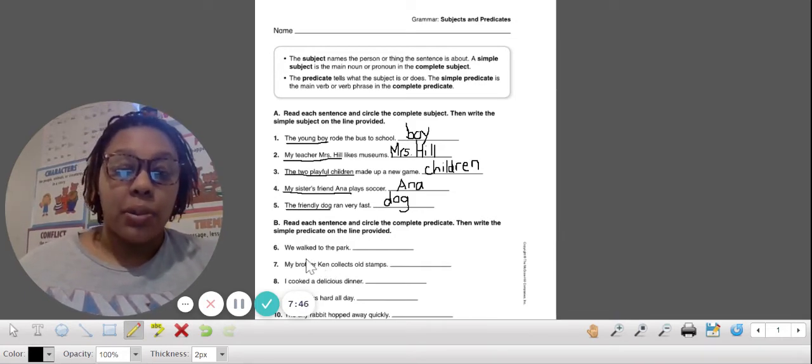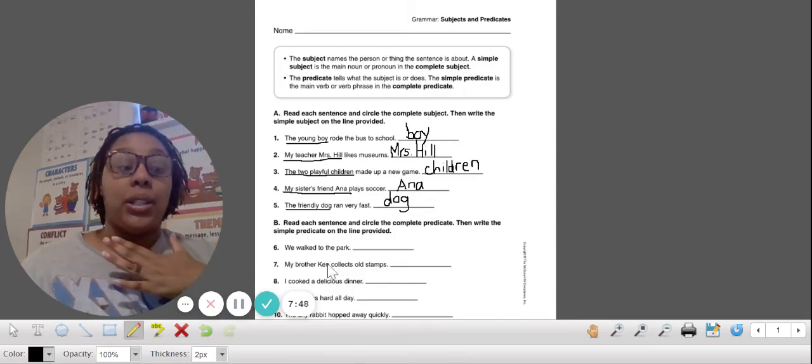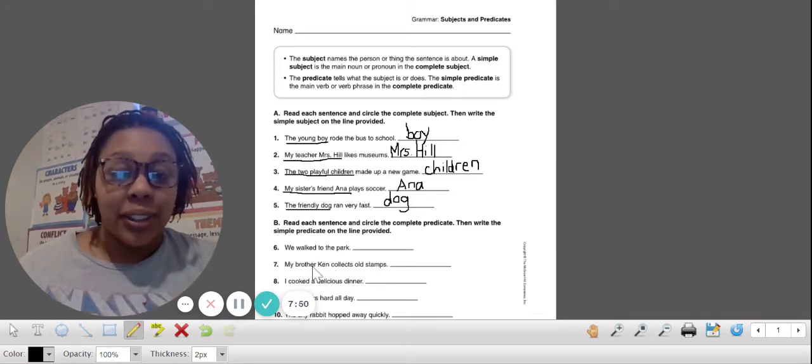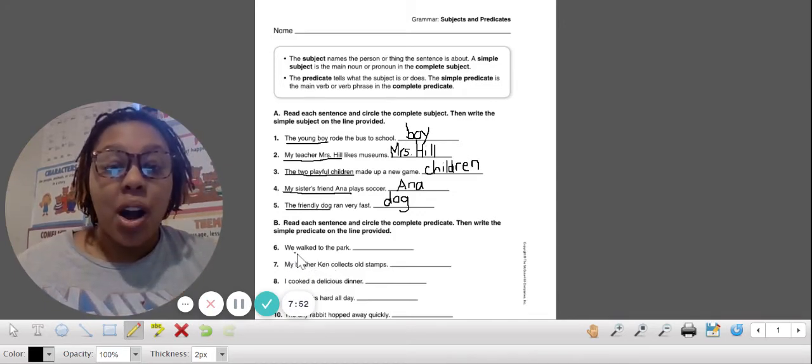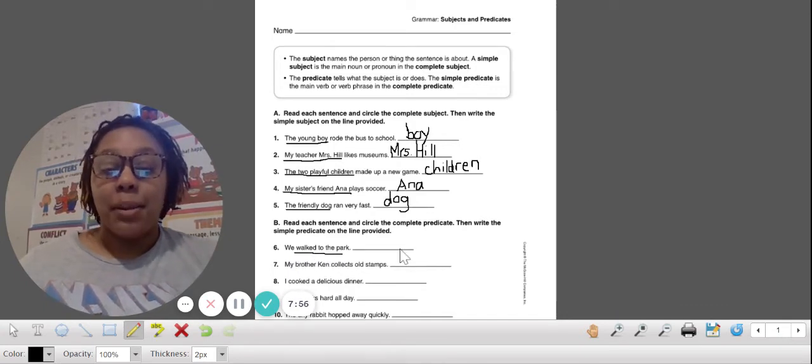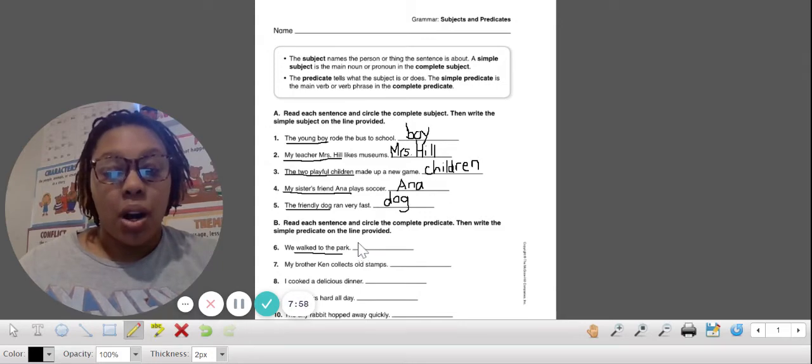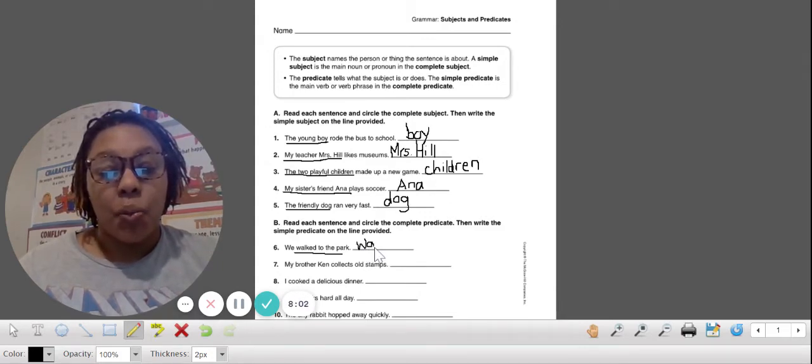So number 6, we walked to the park. For this one, our subject would be we, but what did we do? We walked to the park. My simple predicate would just be walked, because that is the verb that's telling us what it is that we did.